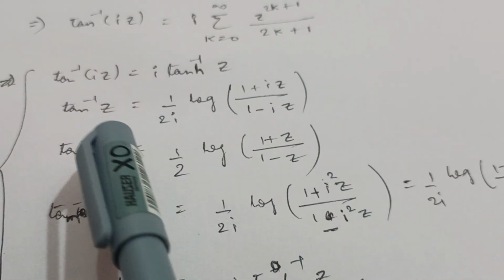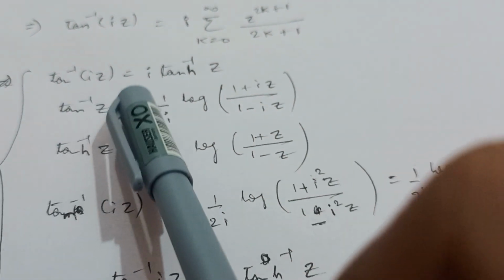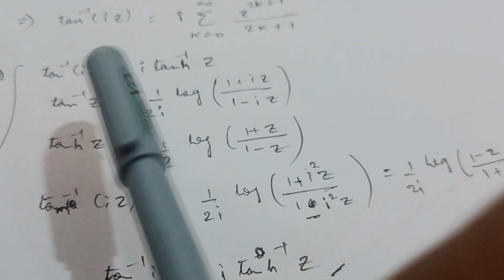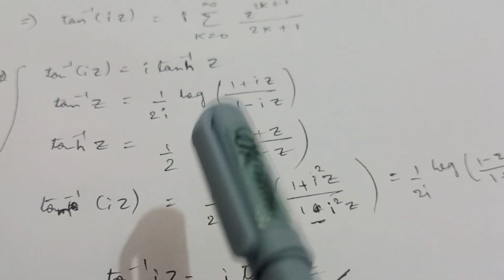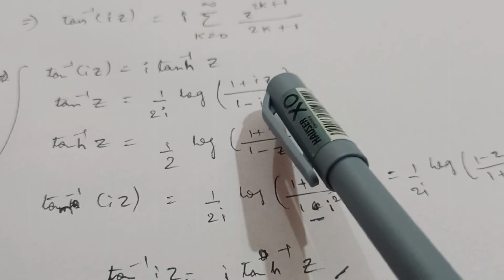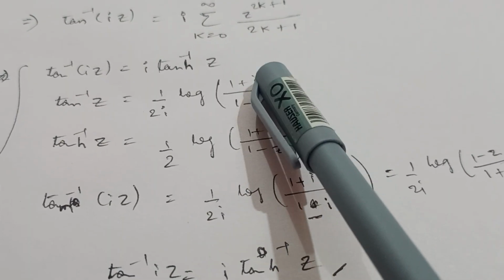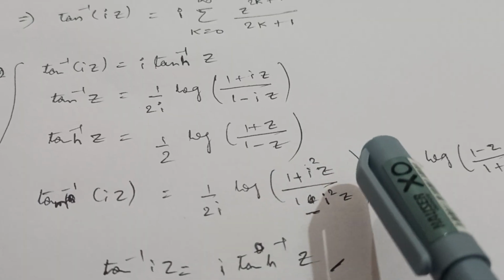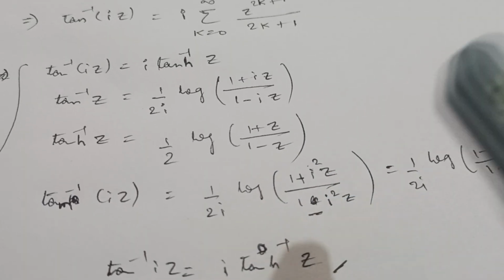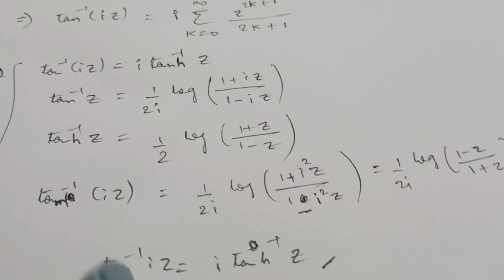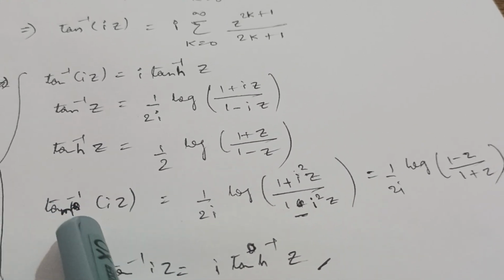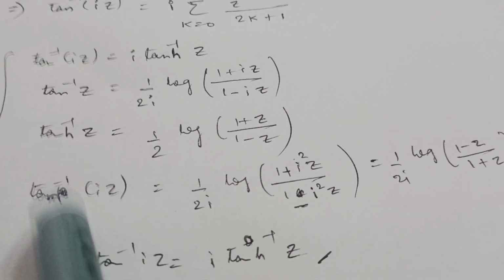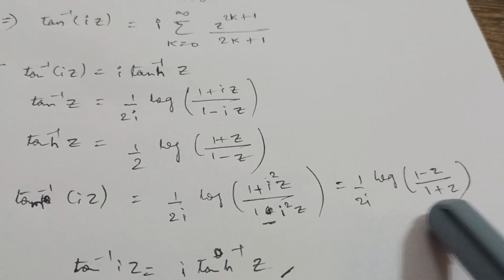And in the normal one, not the hyperbolic one, in the normal tan inverse z, if you replace z with iz, it will become i squared z. So the numerator will be 1 minus z and the denominator will be 1 plus z, because i squared is minus 1. So tan inverse iz, this is tan inverse, not hyperbolic inverse, will be written as this.